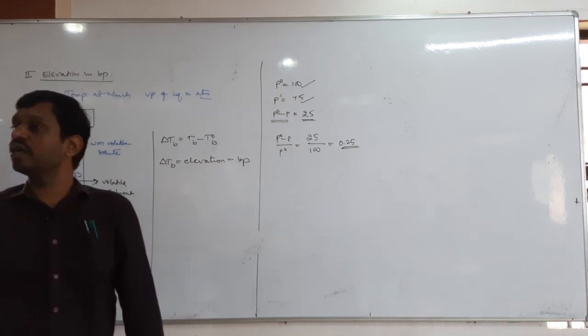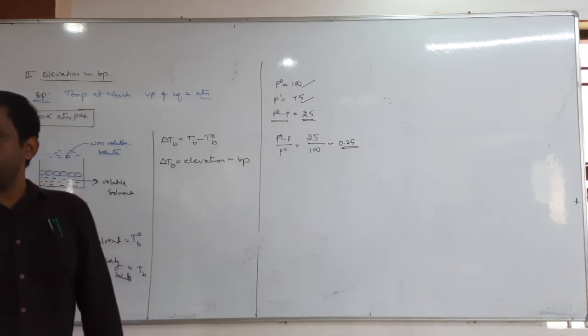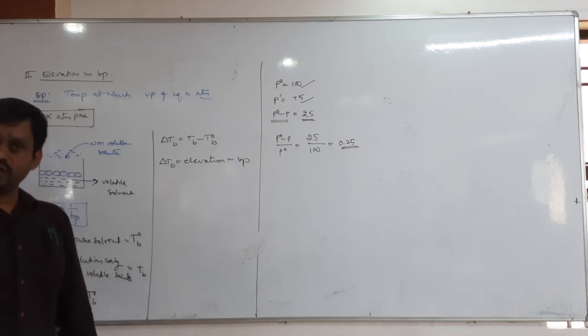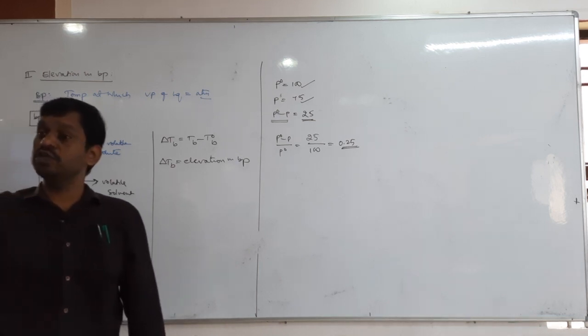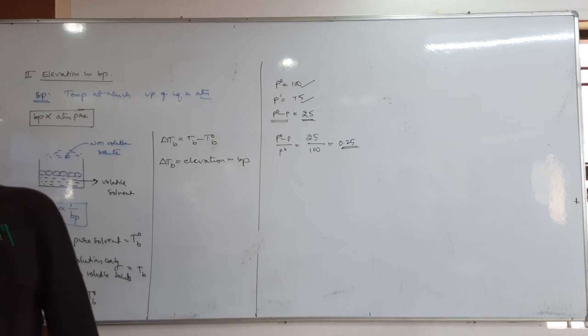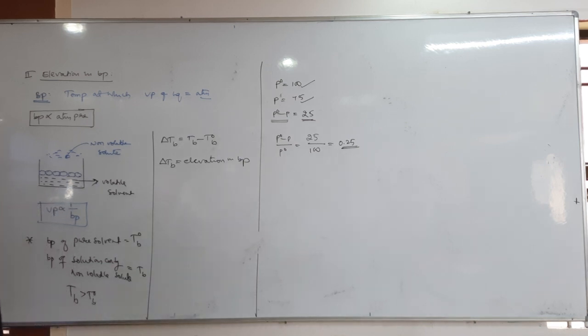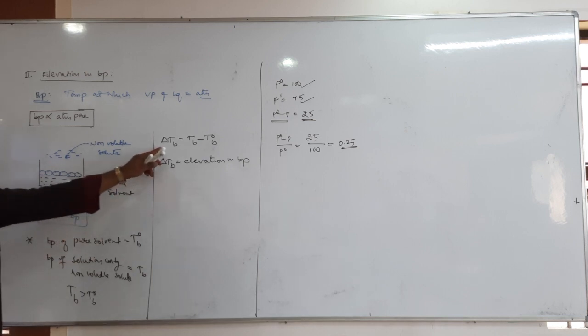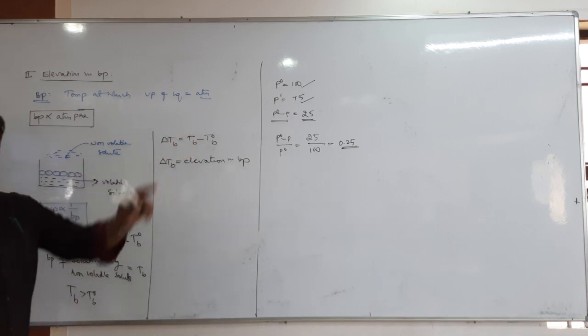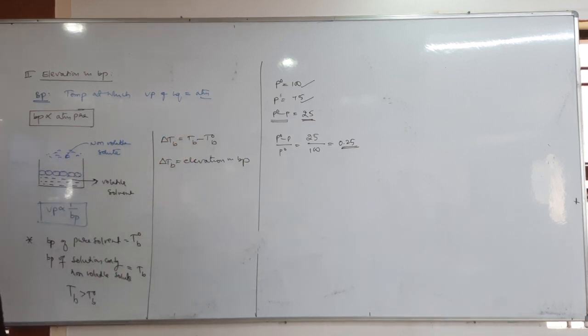It should be more than 100, because when a non-volatile solute is added to a pure volatile solvent, the boiling point of the solution always increases. How much is it increased? That you have to calculate from the given data. Therefore, the boiling point of the solution is always greater than the boiling point of the pure solvent. That's what delta TB is, the difference between the solution and solvent boiling points.